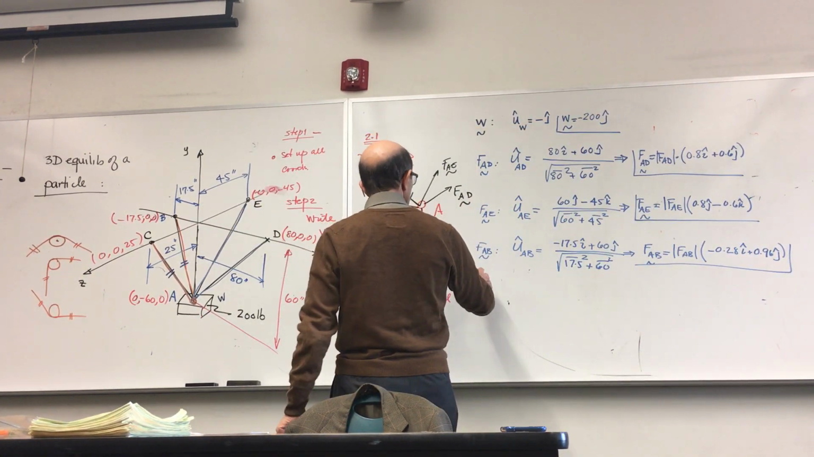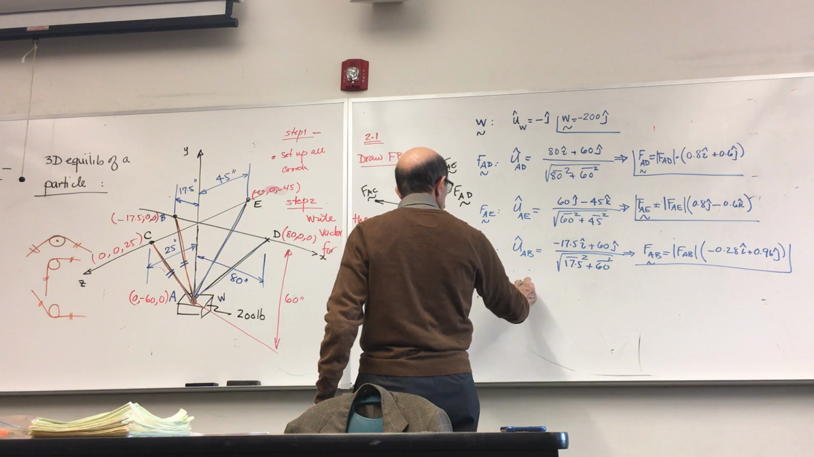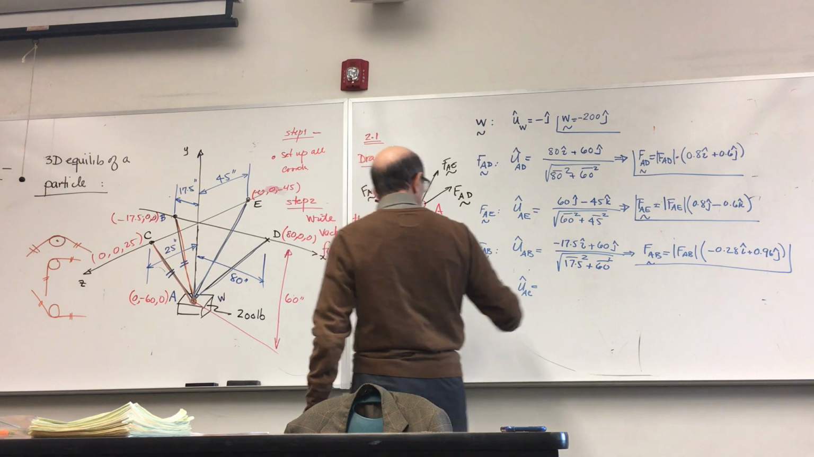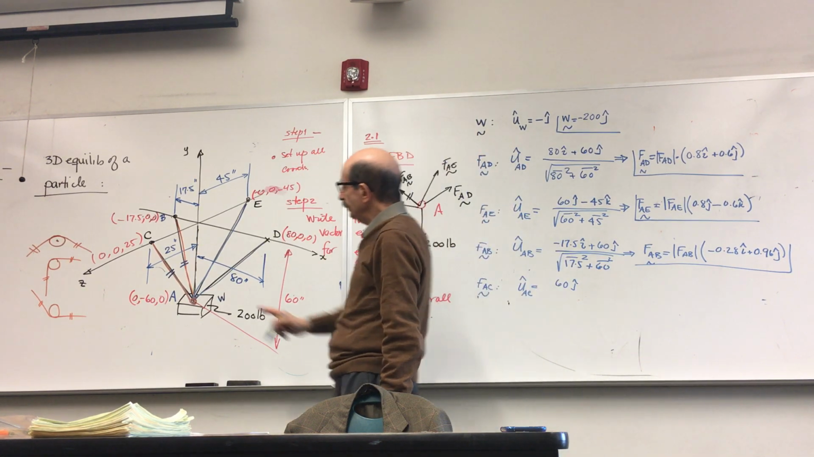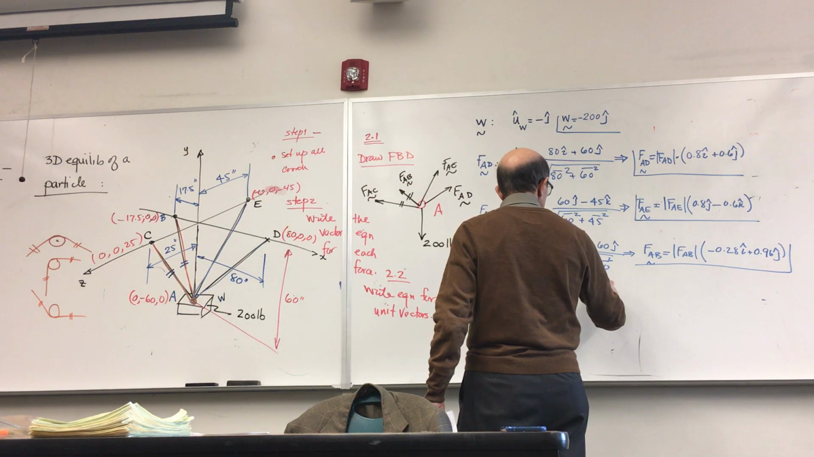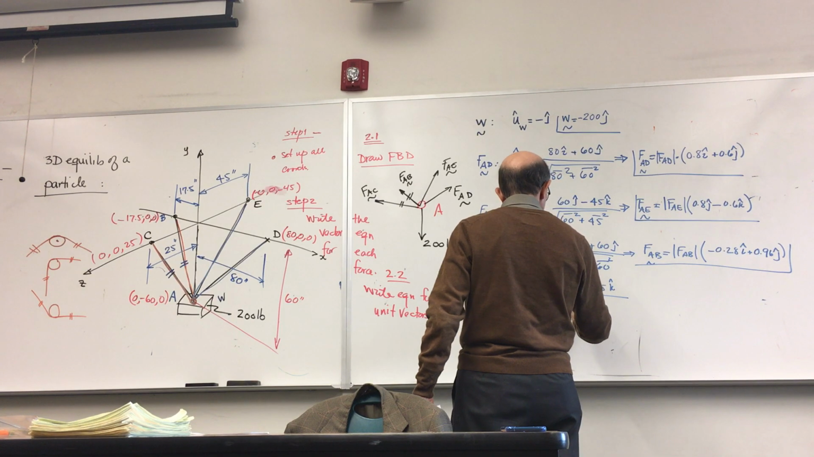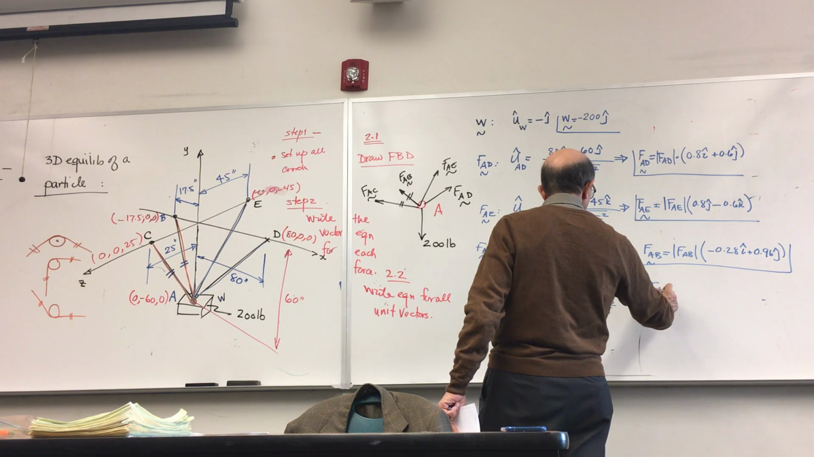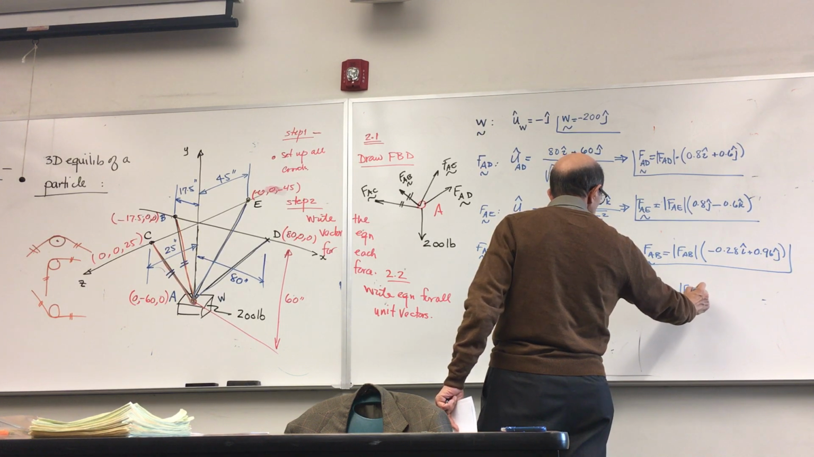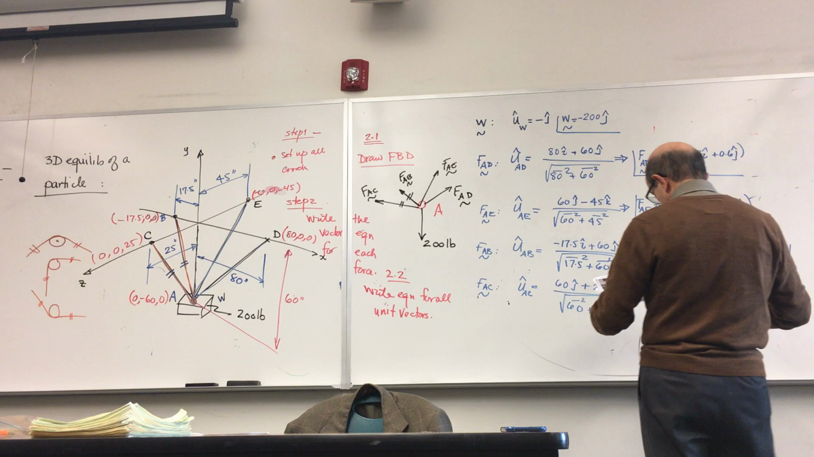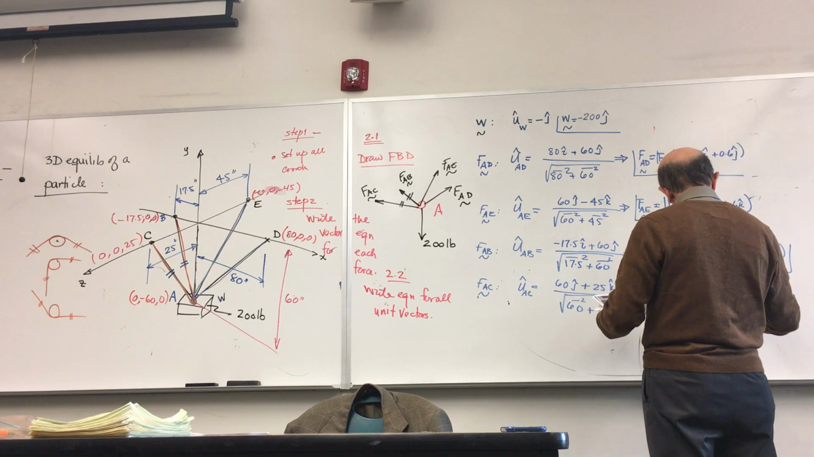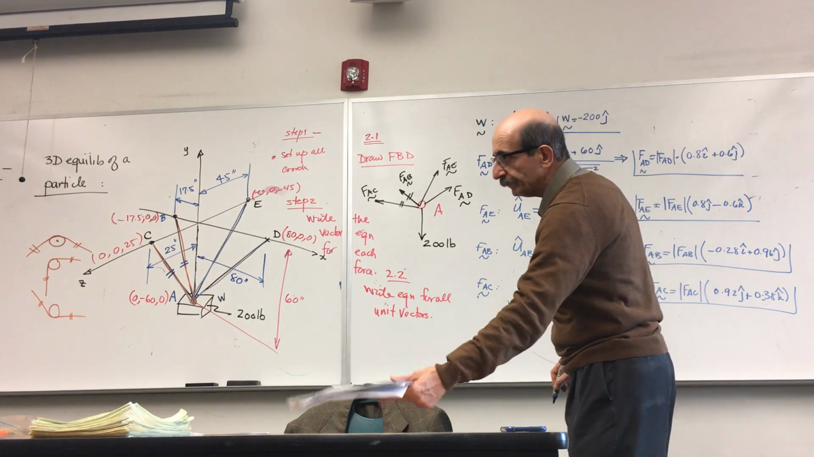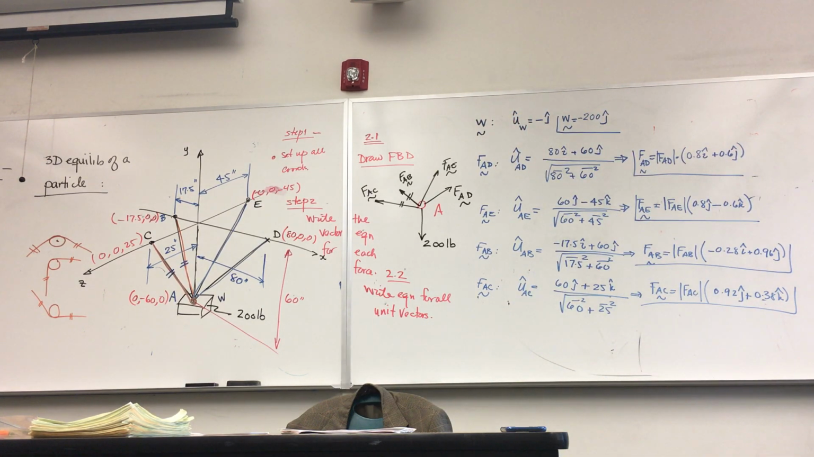And the last one, F of AC. You have U of AC is C minus A. 0 minus 0, 0, 0 minus 60, so 60J. 25 minus 0, so plus 25K, divided by the square root of 60 squared plus 25 squared. That will give you F of AC is the magnitude of AC times 0.92J plus 0.38K. So you have the equations for all forces. That's, you've completed step 2.